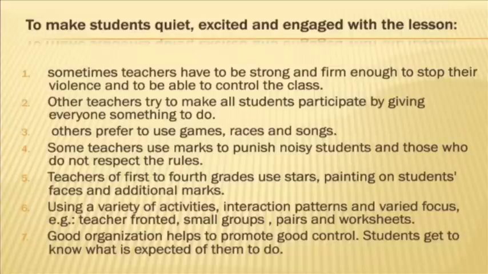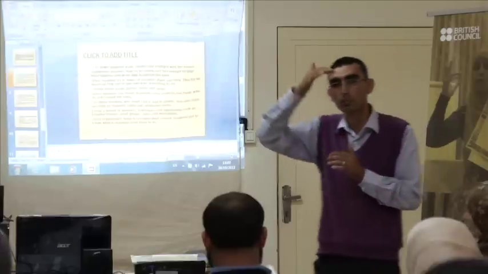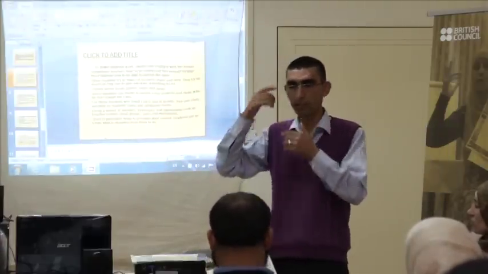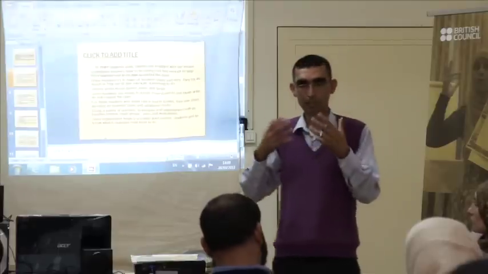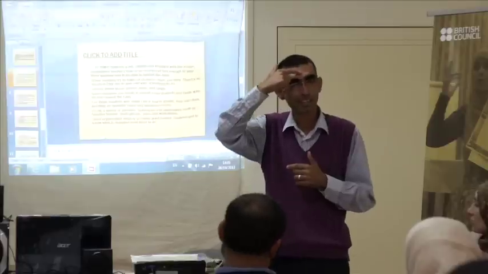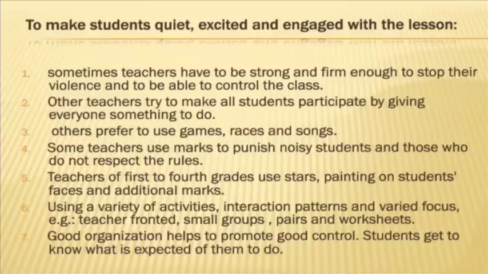The fourth one: some teachers use marks to punish. For example, you will lose 1 mark, especially excellent students, who will be afraid of that. The fifth one: teachers who teach first to fourth grades use stars on their foreheads, or paint on their faces, as a kind of entertainment for the student. He goes home and says, look, the teacher gave me a star on my forehead, I'm very excellent, showing that he's an excellent student.